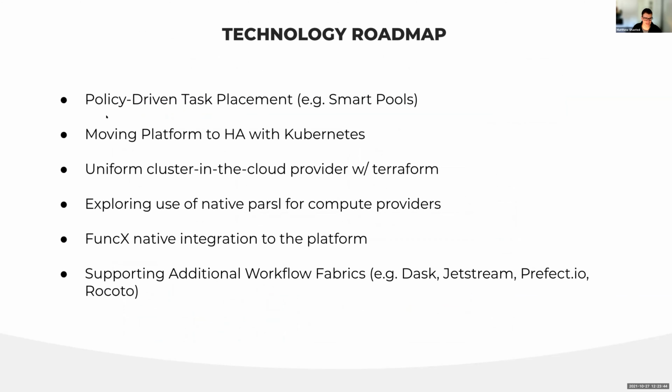A few things on the roadmap. I talked about the policy-driven task placement. We are moving to deploying our base infrastructure in Kubernetes. So that will give us high availability of the system. We already deploy certain aspects of it in Kubernetes now, but we're moving there. We're unifying our provider interface, that's spawning these elastic clusters in the cloud. We're going to be using Terraform for that. We are hopefully soon going to be changing out the coaster provider with the native Parsl providers, and we're starting to experiment with that now.